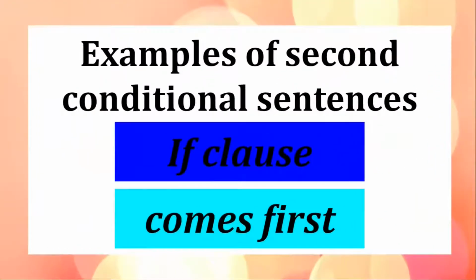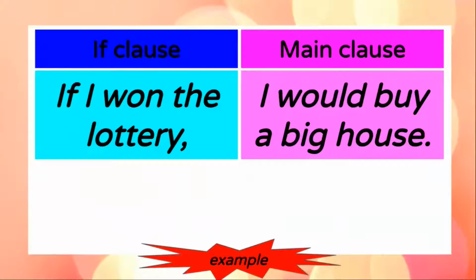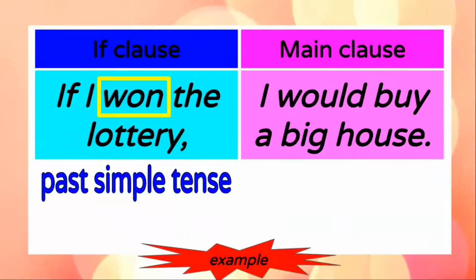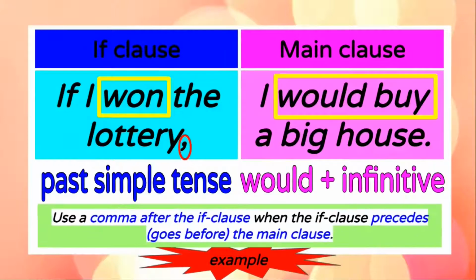Let's look at the following examples of second conditional sentences when the if clause comes first. If I won the lottery, I would buy a big house. We use the past simple tense won in the if clause. We use would plus infinitive buy in the main clause. Remember, use a comma after the if clause when the if clause precedes or goes before the main clause.